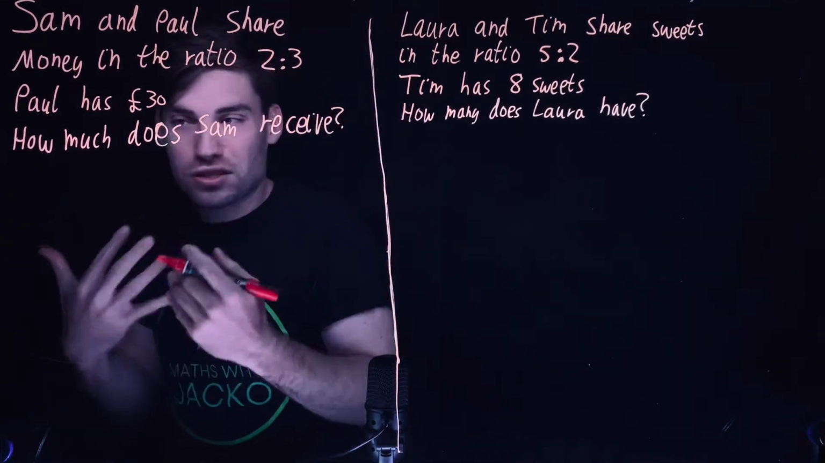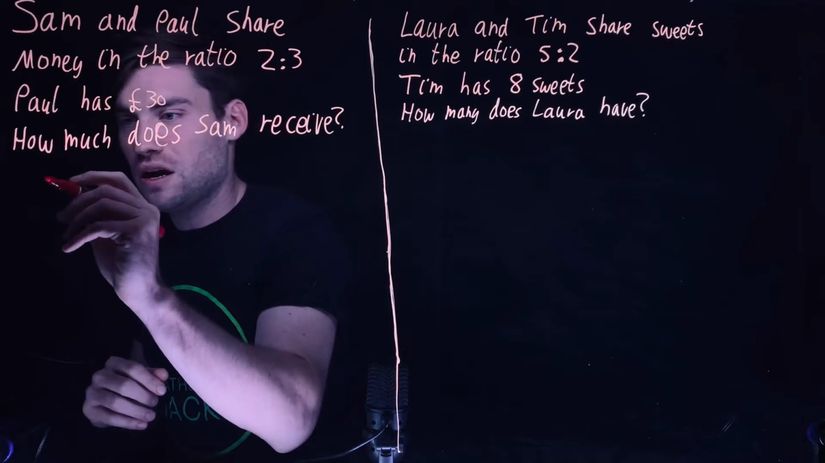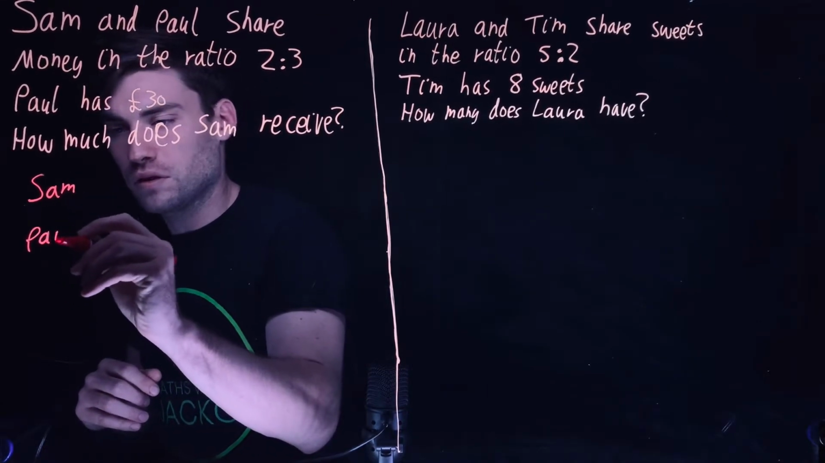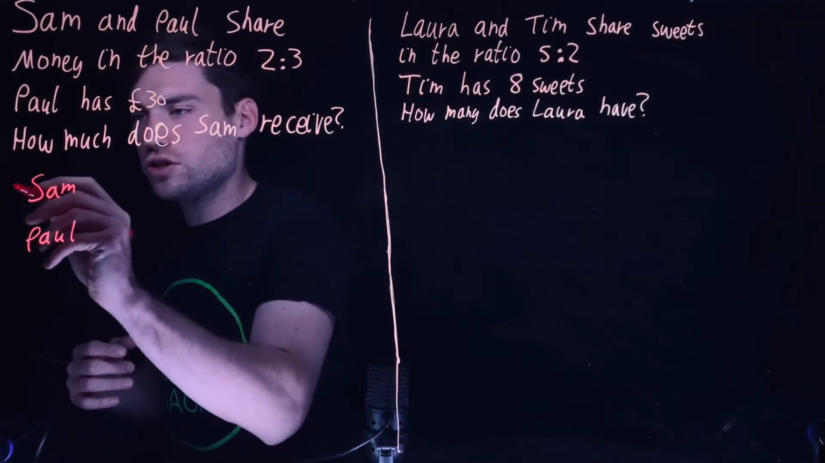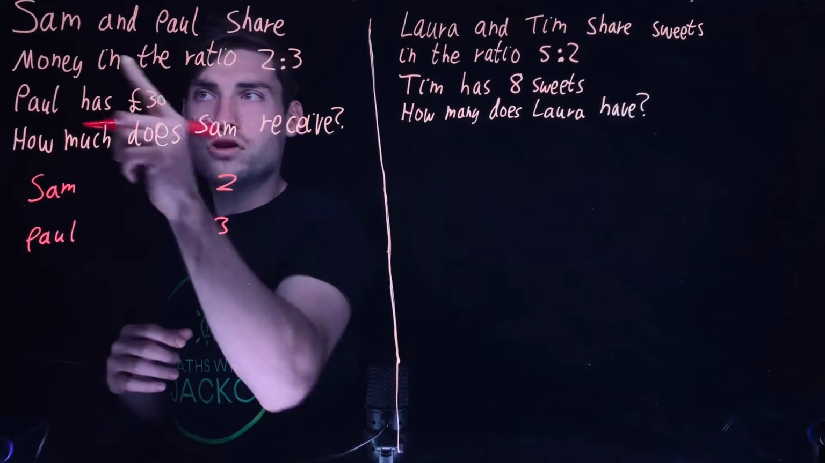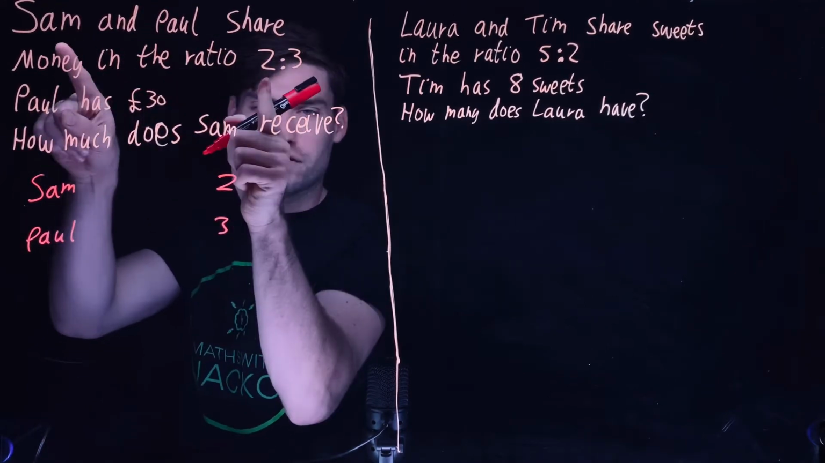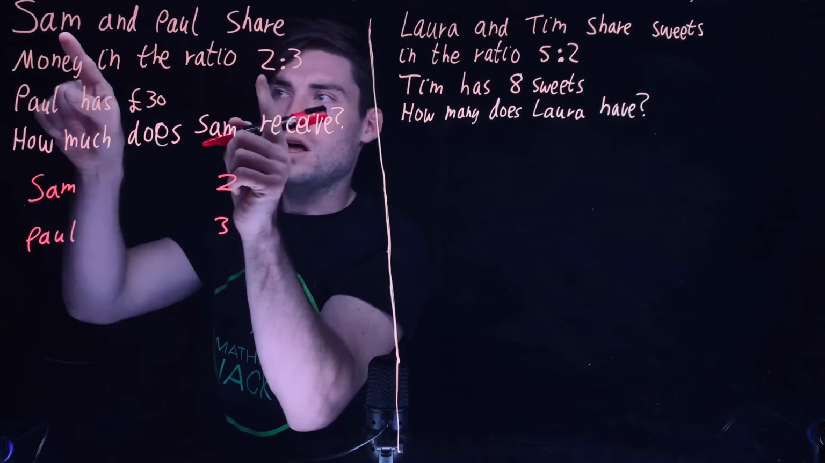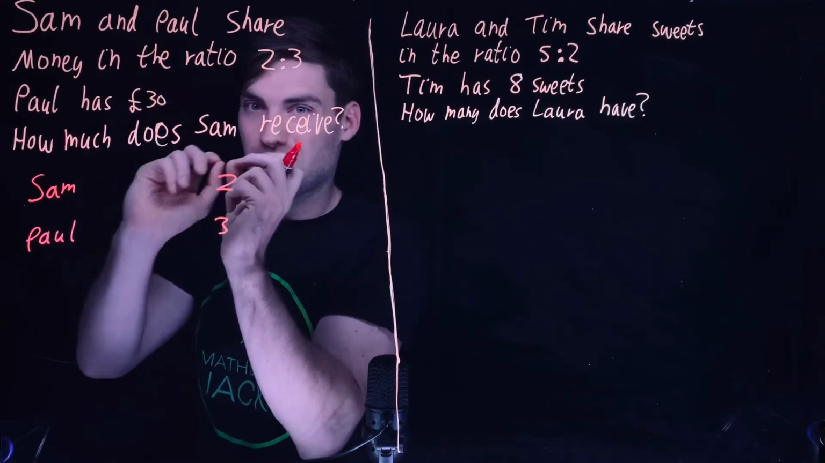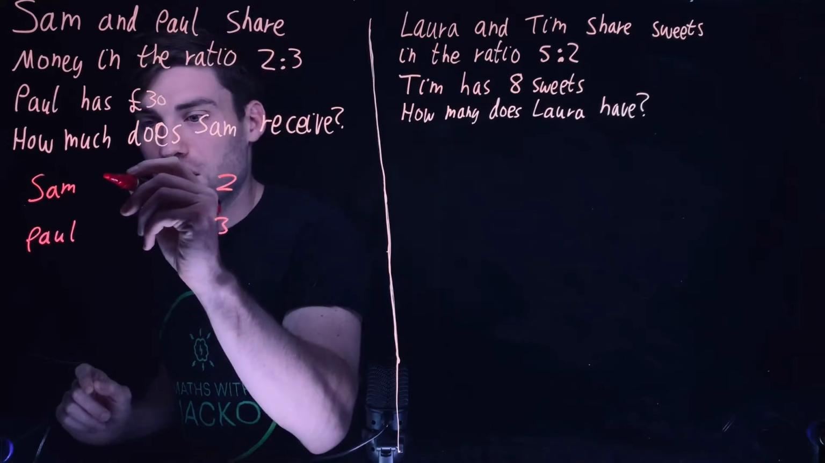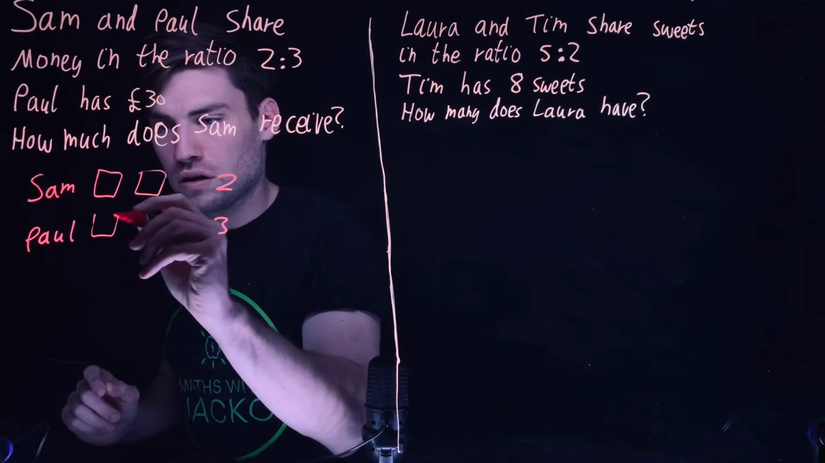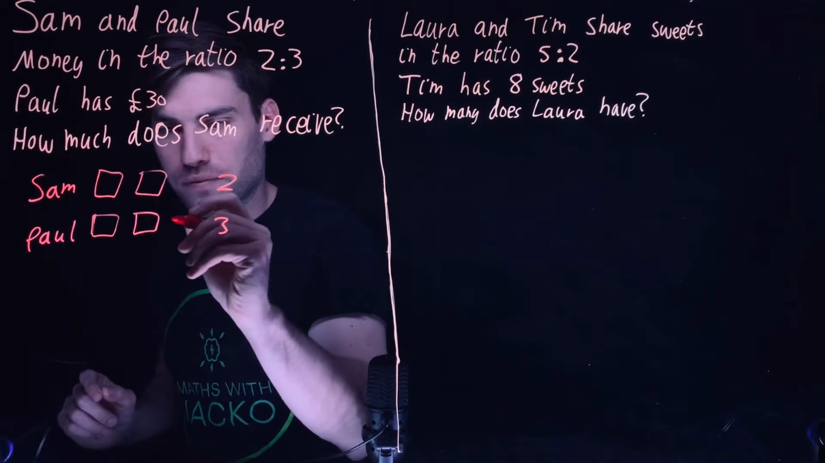So, how I like to do it, and how I show my students is this. I go, right, we've got Sam here and Paul. And they're sharing money in the ratio 2 to 3. Remember, the first name in the sentence refers to the first ratio number. So Sam and Paul, 2 refers to Sam and 3 refers to Paul. Really important, that's a key bit that we have to look for in an exam. So Sam has 2 portions and Paul has 3.